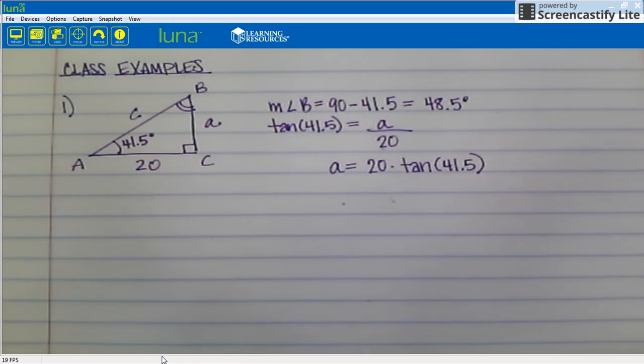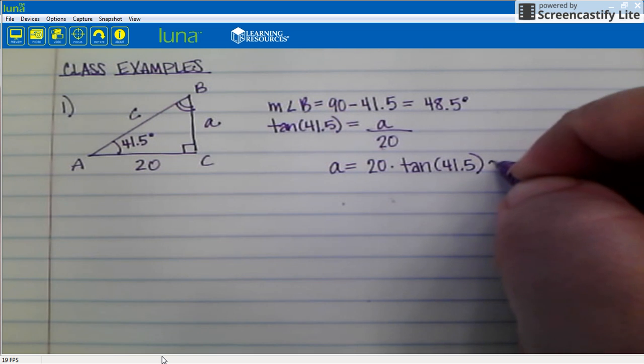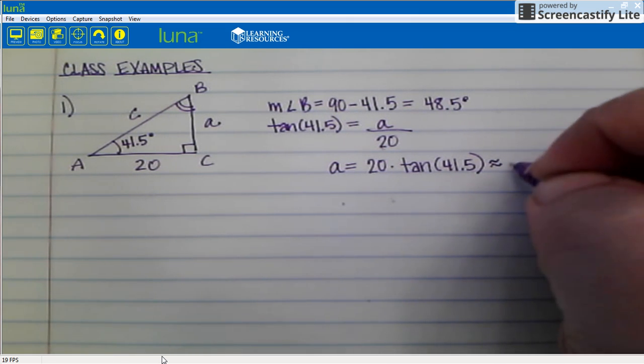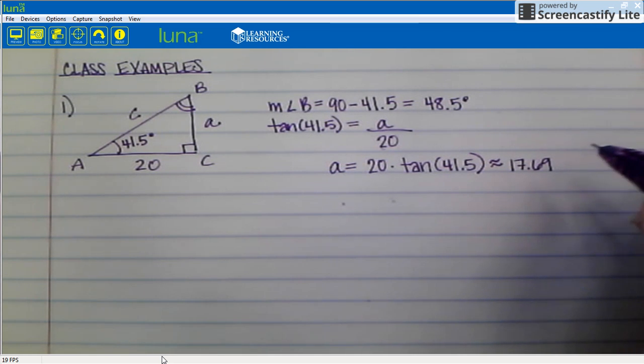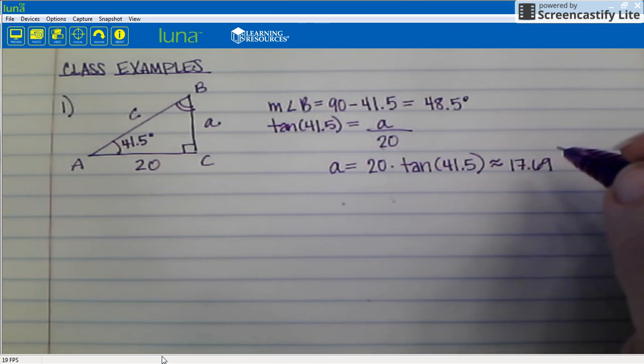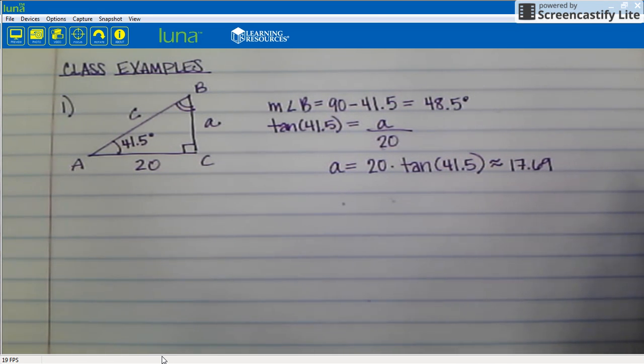So I'm going to let my calculator do that work for me, making sure that my calculator is in degree mode. And so I have 20 times the tangent of 41.5, and this is going to give me approximately 17.69 for my length. The directions, I believe, tell you that you need to round off to 2 decimal places for your lengths and 1 decimal place for your angles.